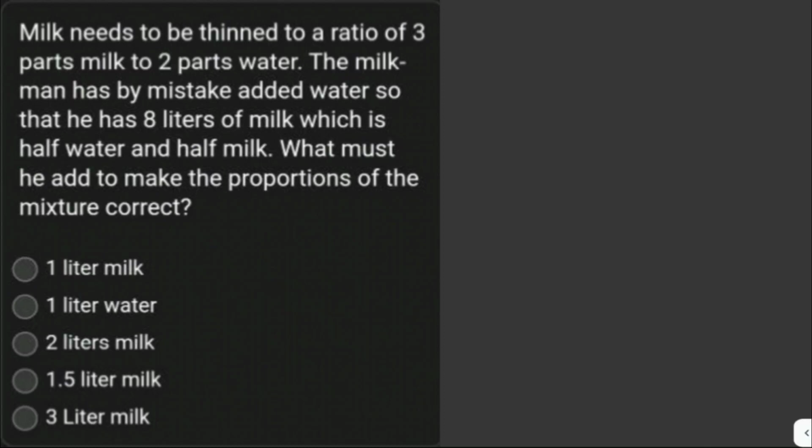So let's take note that in order for milk to be thinned, the ratio should be 3:2, which means 3 parts of milk to 2 parts of water. Now it is given here that the milkman mistakenly added water so that he has 8 liters of milk. So the solution is 8 liters.